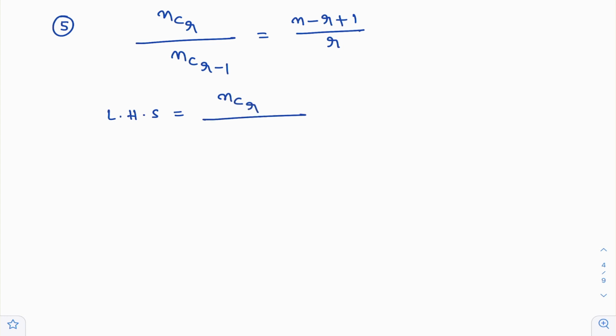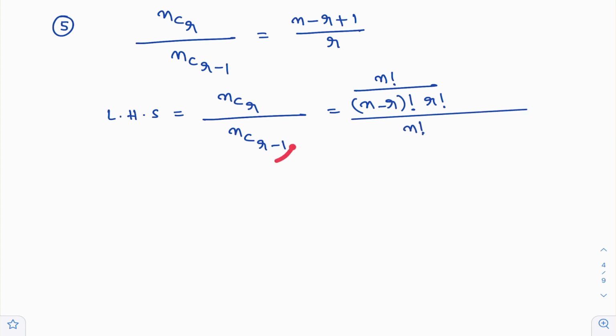nCr divided by nCr-1. Applying the nCr formula: n factorial divided by (n minus r) factorial into r factorial, whole divided by nCr-1, which is n factorial divided by (n minus r plus 1) factorial into (r minus 1) factorial. Now you can observe that in the numerator, this n factorial will get cancelled. What do you get from this?